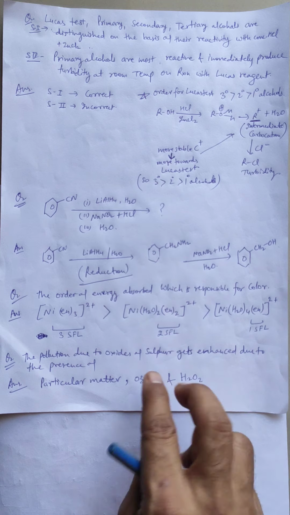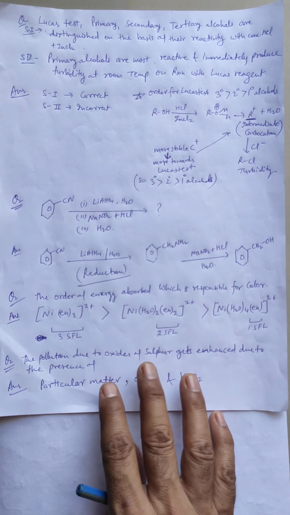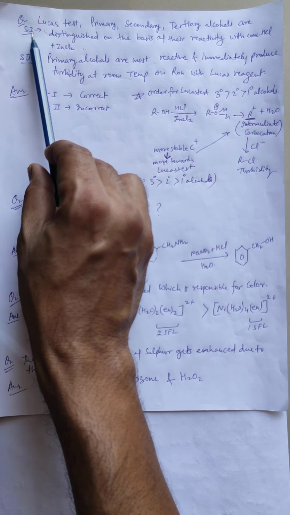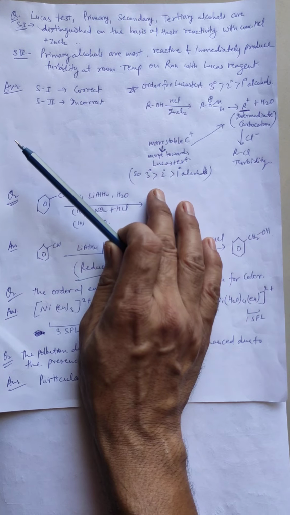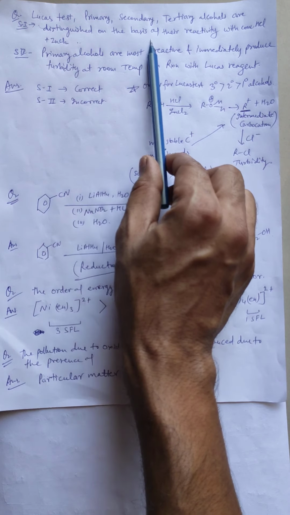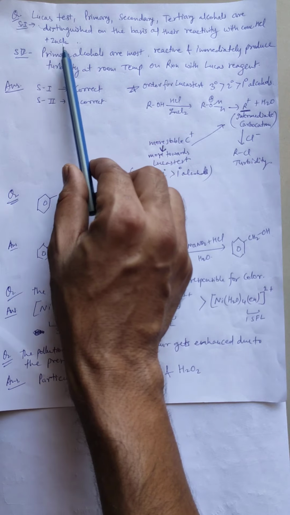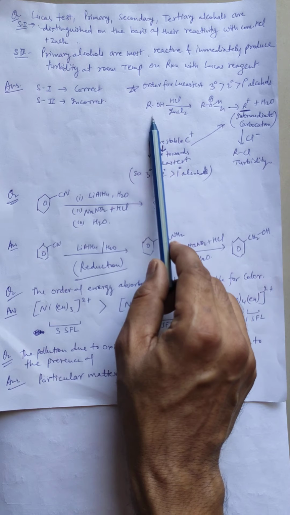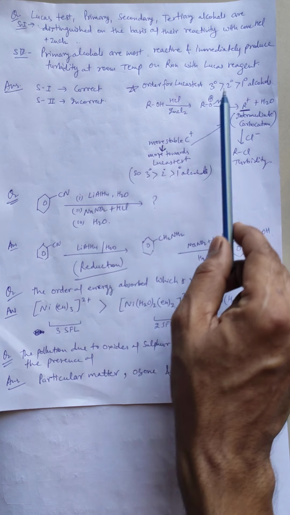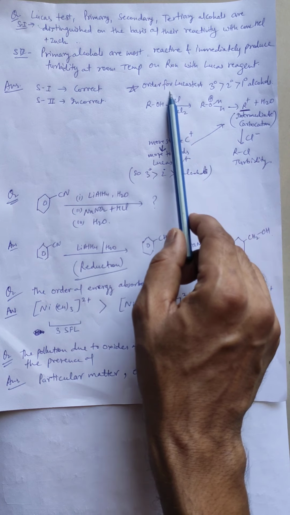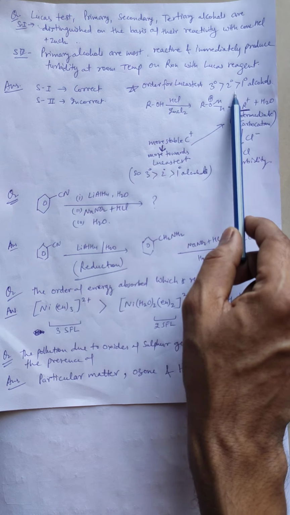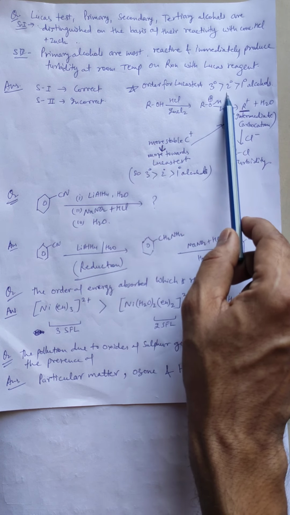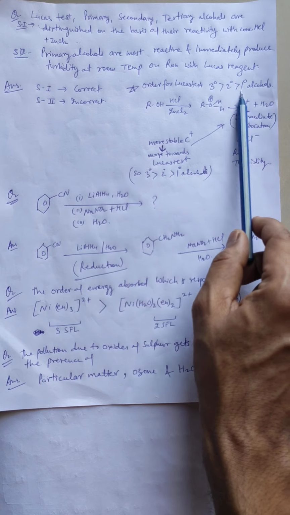Next question is on the Lucas test. Primary, secondary and tertiary alcohols are distinguished. Statement 1: in the Lucas test, primary, secondary and tertiary alcohols are distinguished on the basis of their reactivity with concentrated HCl plus ZnCl2. Yes, it is the correct statement. Now the second statement: for ROH with HCl and ZnCl2, the reactivity order towards the Lucas test is 3 degree alcohol, 2 degree alcohol, 1 degree alcohol. 3 degree alcohol reacts fastest, 2 degree after 5 minutes, and 1 degree we have to heat it, right?